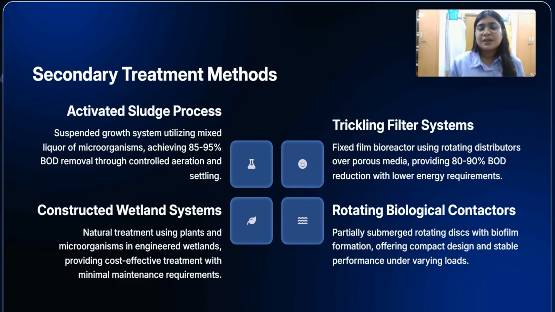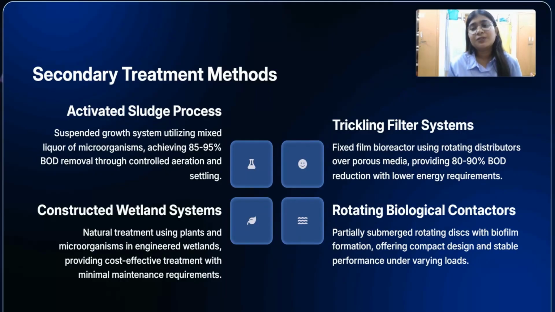In the constructed wetland system, what is a wetland? It mimics the natural wetland system, which helps to clean the water naturally. It is natural treatment using plants and microorganisms in an engineered, artificial wetland, providing cost-effective treatment with minimal maintenance requirements.